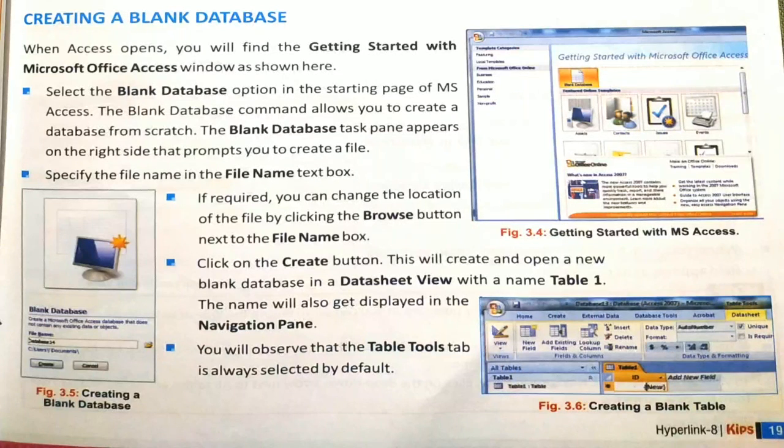Now we will discuss creating a blank database. When Access opens, you will find the Getting Started with Microsoft Office Access window. The first process is the same for a blank database and for a template database. Now when you open Access, you will get the Getting Started with Microsoft Office Access page. Select the Blank Database option on the starting page of MS Access.